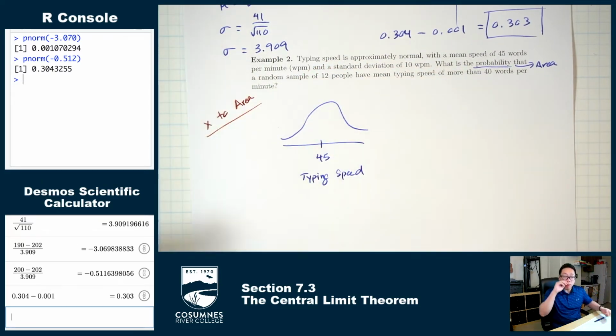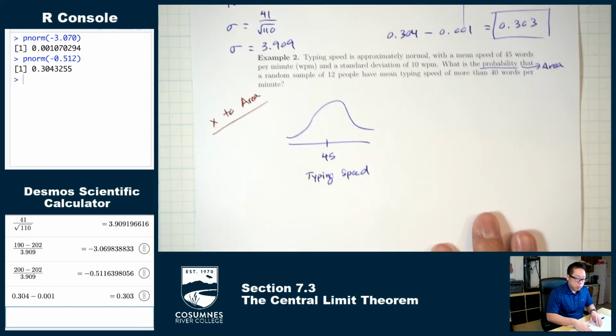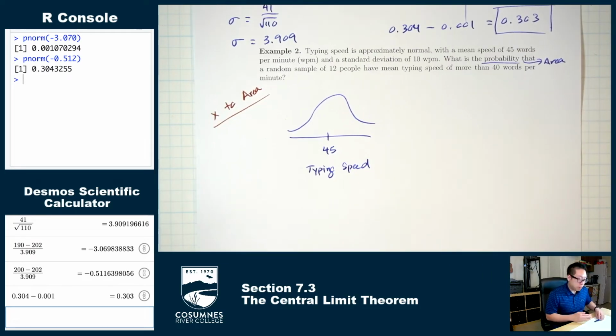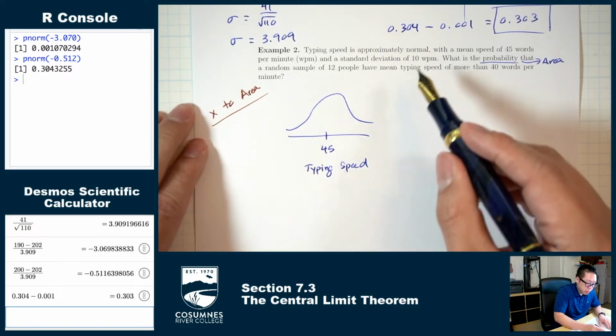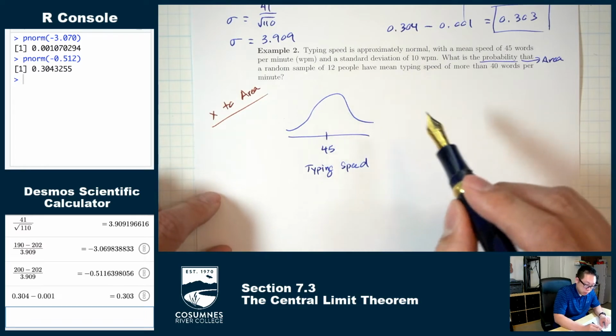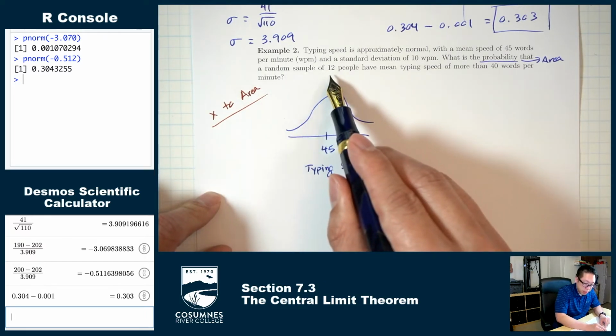And then to draw the rest of my picture, your picture here is going to be shaded in between, shaded to the right, or shaded to the left. Okay, so 45 was the mean, we got that. Standard deviation, we'll deal with that later. 12 is the sample size. We'll deal with that later also.